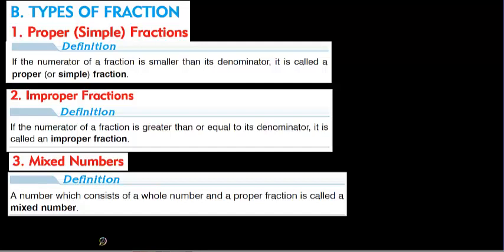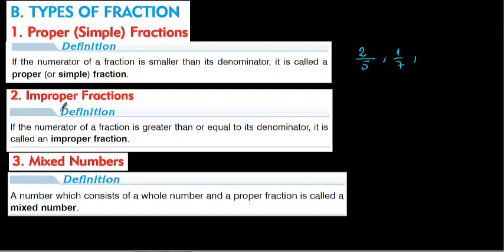Here we have the types of fractions. There are 3 types of fractions: simple fraction, improper fraction, and mixed number. When we say simple fraction, the numerator is smaller than the denominator. For example, 2 over 5 is a simple fraction, and 1 over 7 is a simple fraction. The number a, written up, must be smaller than the number b.